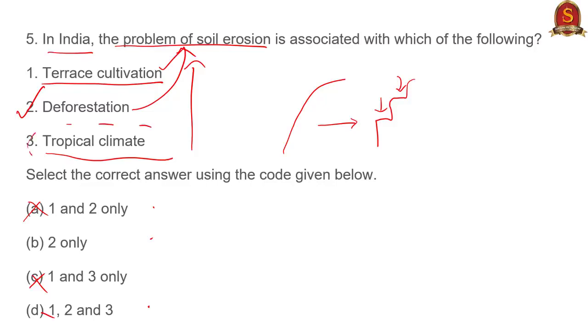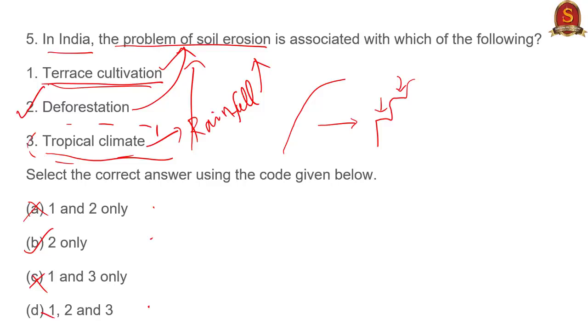You need not worry about the inherent meaning behind tropical climate. Do you mean that tropical climate leads to increasing rainfall and increasing rainfall leads to soil erosion? You need not spend more time speculating or overthinking on what exactly the option will be. Terrace cultivation is not bound to create soil erosion. So if statement 1 goes out of contention, then the answer is B immediately.